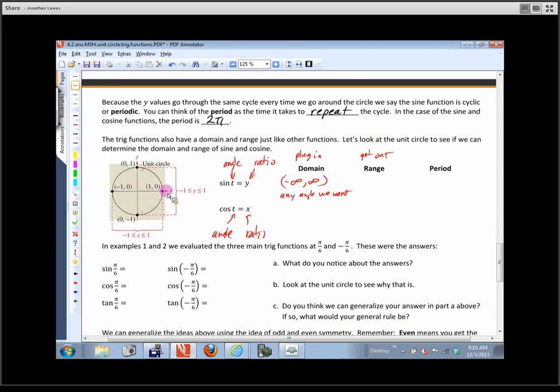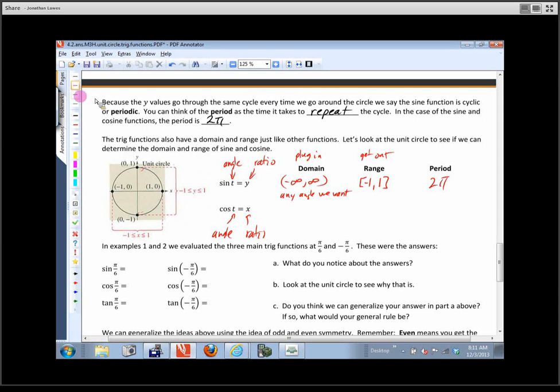So the y coordinates start out at 0. They go up to 1, back down to 0, down to negative 1, and back to 0. And if I keep going around the circle in either direction, am I ever going to get a ratio, a y coordinate out that's bigger than 1? What about less than negative 1? Never. Okay? So here's the range, negative 1 to 1. And how often do these repeat? How long does it take this cycle to repeat itself? 360 degrees, or in radians, if we stick with radians, that would be 2 pi like we mentioned up above.